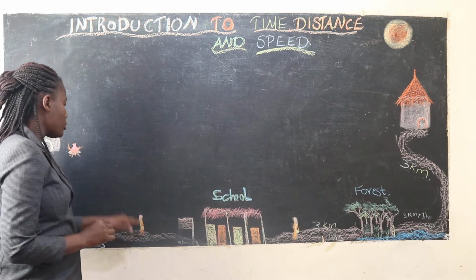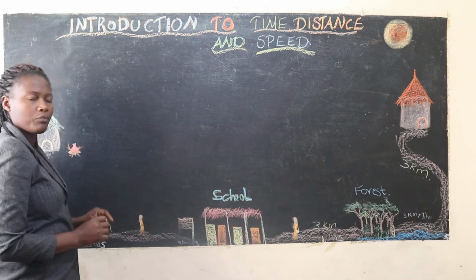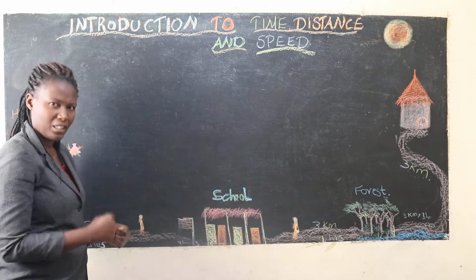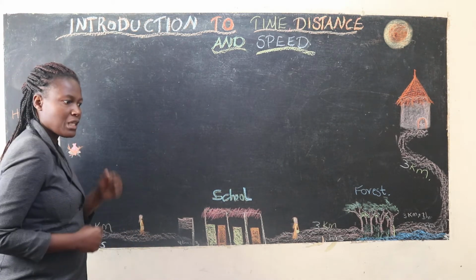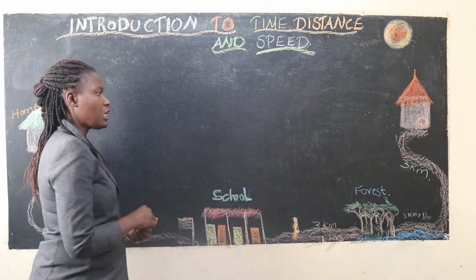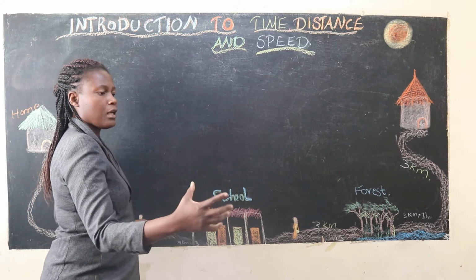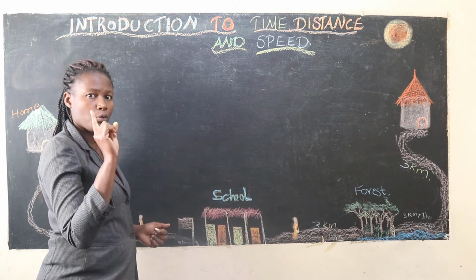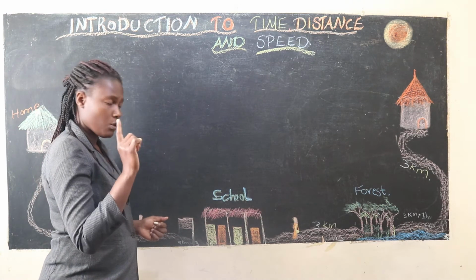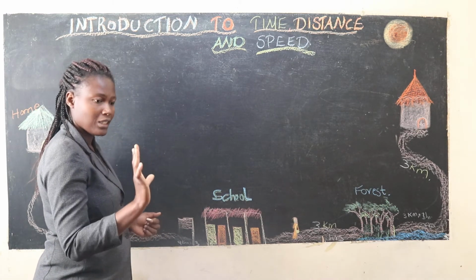So if this little girl wakes up really late, she has to walk really faster for her to get to school at the right time. That means she increases her speed. So speed is the distance that you actually cover in 1 hour, per hour. That is your speed.